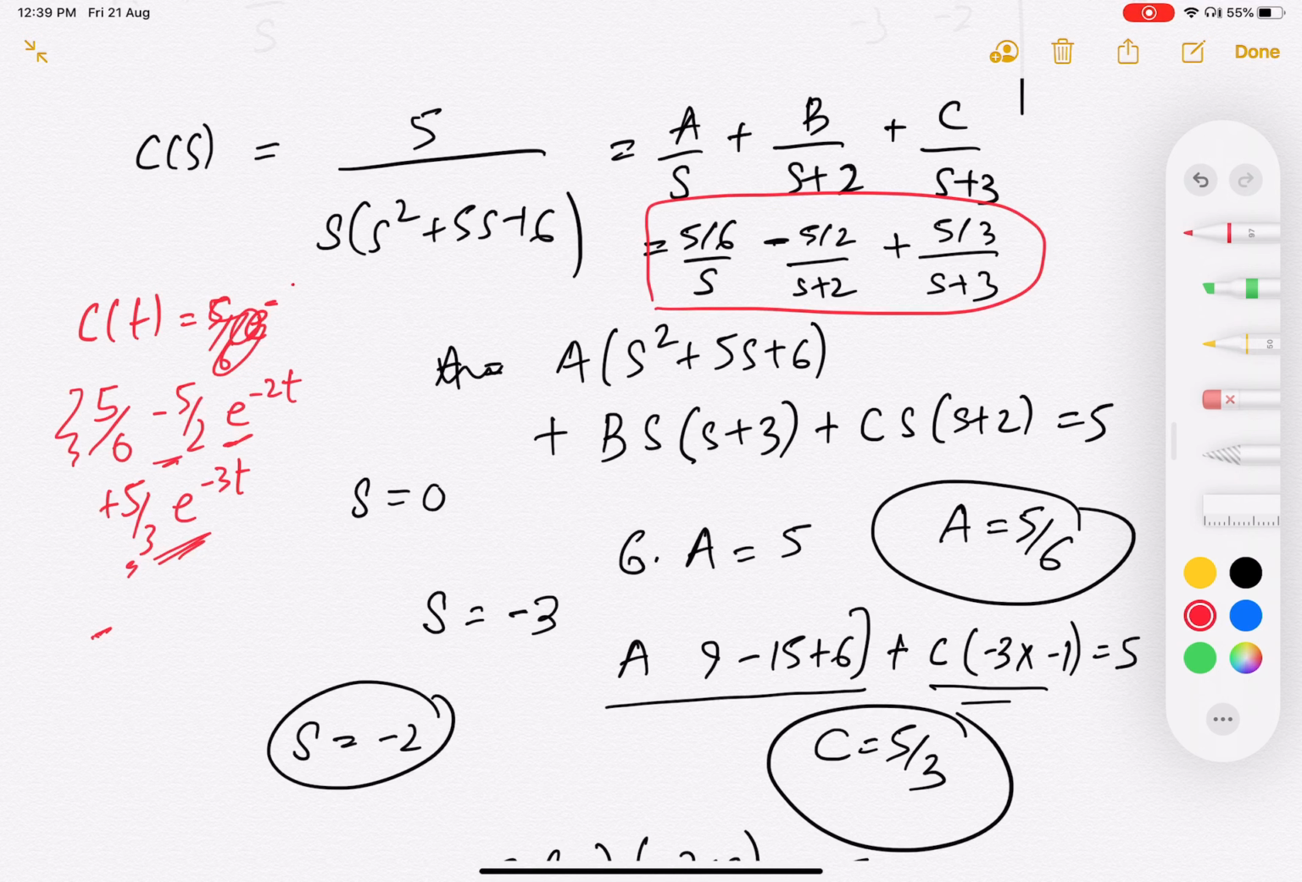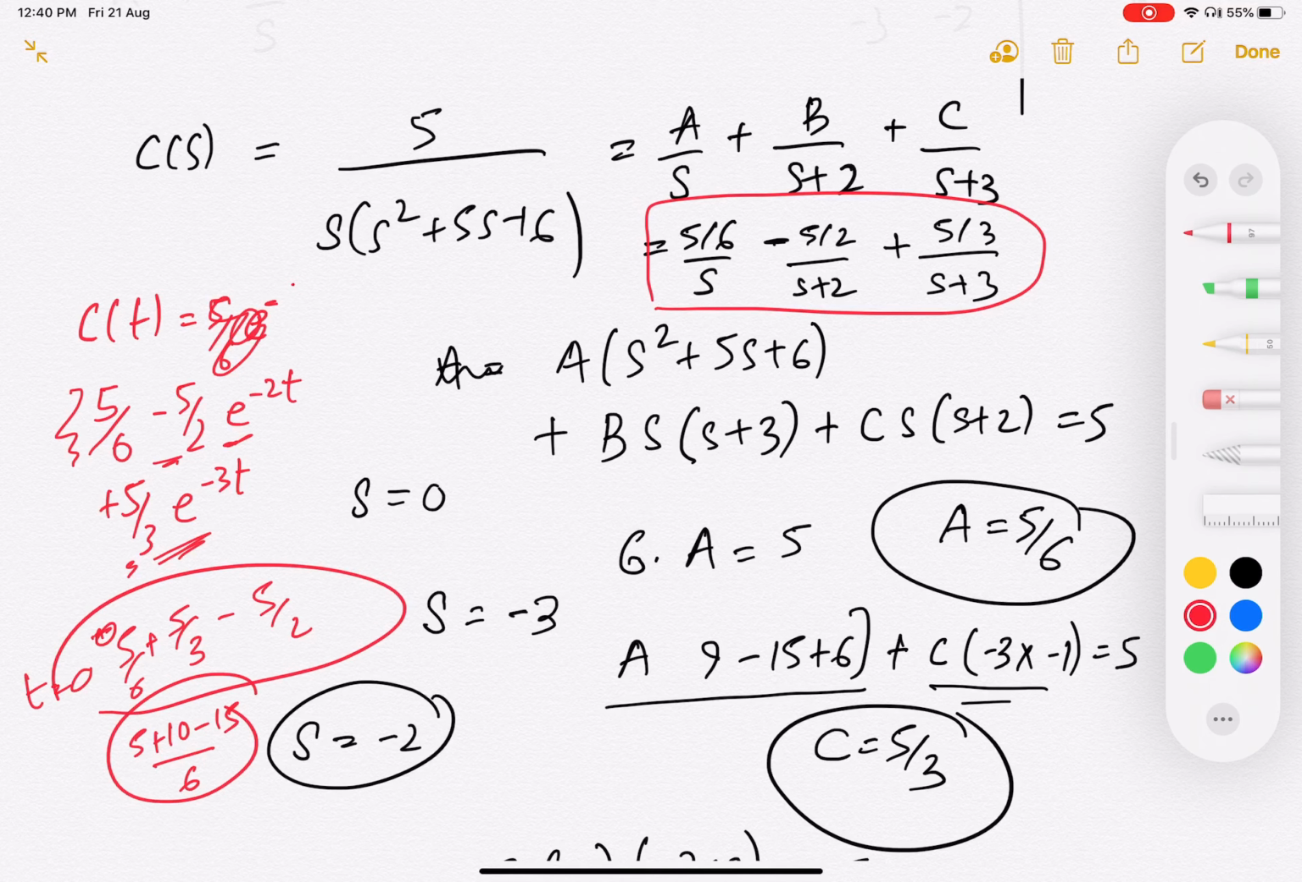So let us check whether we have done this right. So 5 by 6 plus 5 by 3 minus 5 by 2 at t is equal to 0, which is actually 5 plus 10 minus 15 over 6. Yes. So the response starts at t is equal to 0.